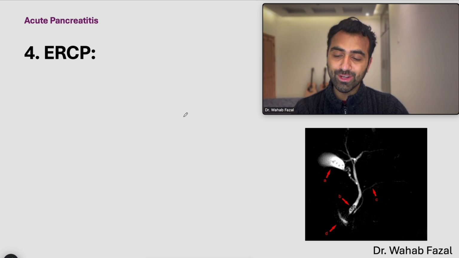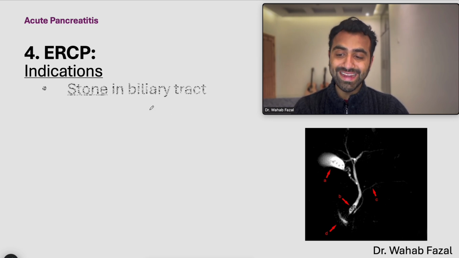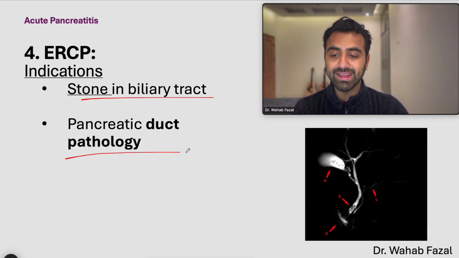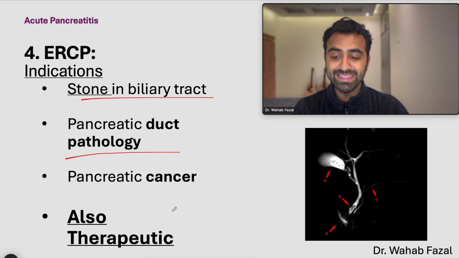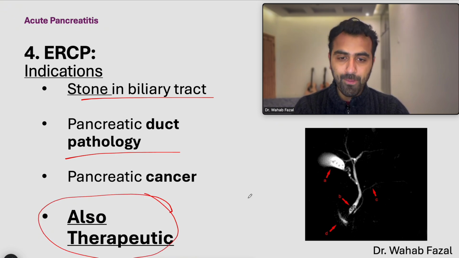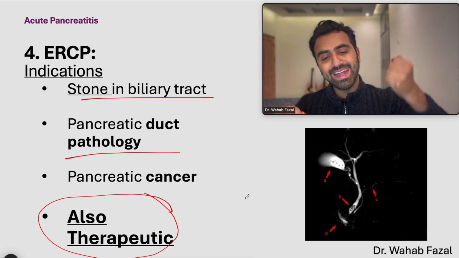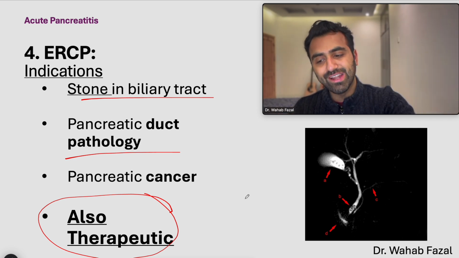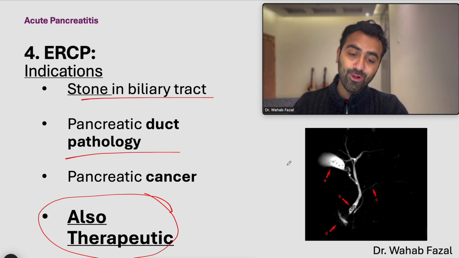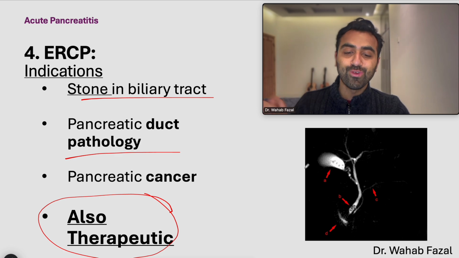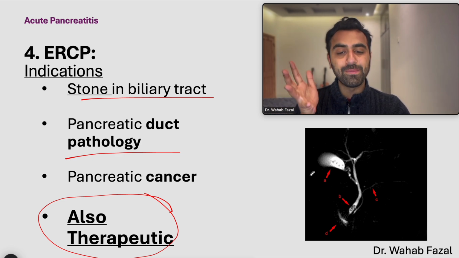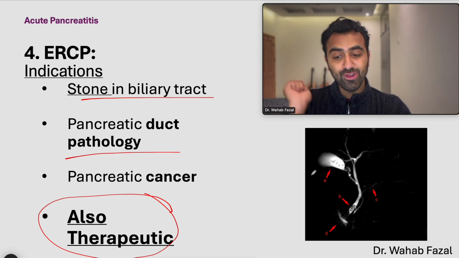Then endoscopic retrograde cholangiopancreatography. What are the indications? Again, stone in the biliary tract, pancreatic duct pathology, pancreatic cancer, but this time it's endoscopic. Magnetic is from the outside, endoscopic meaning it moves inside your body. Remember, ERCP can also cause pancreatitis, because you're meddling around with the pancreatic duct so much.